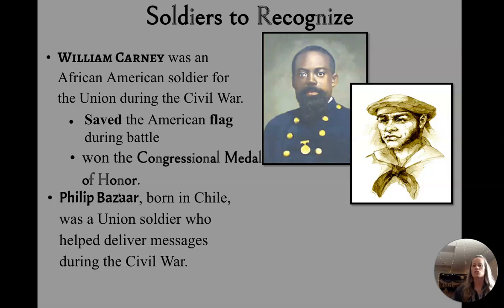And so Union soldiers were not retreating per se, but it wasn't going well for the Union at that time in that particular moment. And so Carney is able to rescue that flag, take it, retreat, get set back up, and set that flag up. And he wins the Congressional Medal of Honor for that. Congressional Medal of Honor is one of the highest awards that a soldier can win.